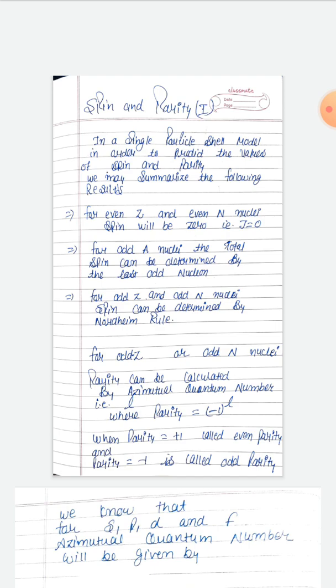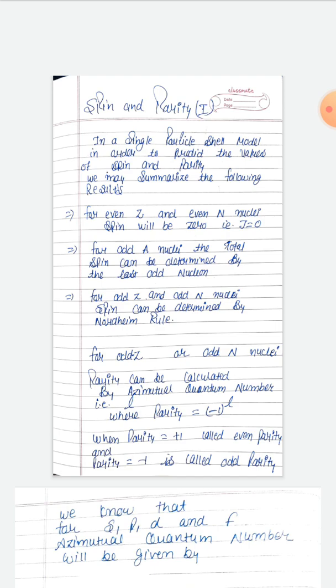If we are considering nuclei having an odd number of protons, or an even number of neutrons, or an even number of protons, an odd number of neutrons, anything, we can easily predict by using some methods. First one is for even Z and even N nuclei, meaning an even number of neutrons and an even number of protons. We can easily say that spin will be 0 and parity can be easily calculated. Next we will see how to calculate the parity and how to calculate the spin.